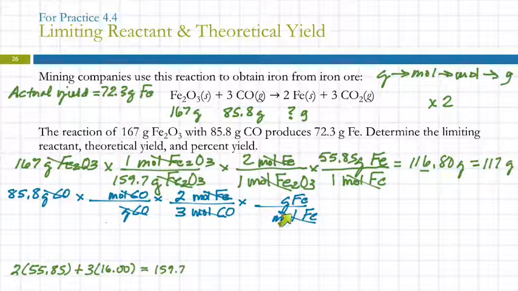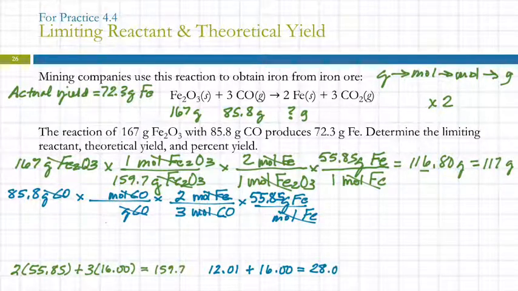The last term is the molar mass of iron. I already did that: 55.85. This is all kind of cramped down there. And then I need the molar mass of CO, so carbon plus oxygen. So 1 mole of carbon monoxide weighs 28.01 grams.